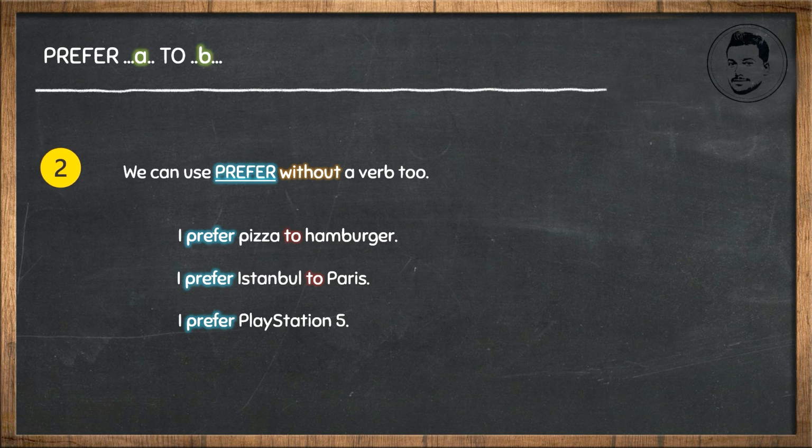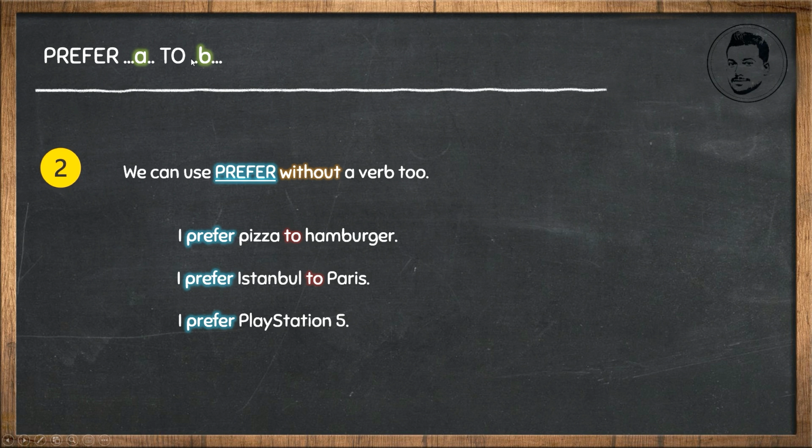I had told you before that we can use prefer without a verb too. I don't need a verb, an action. For example, let's start with the last sentence. I prefer PlayStation. I don't need to say I prefer PlayStation to blah blah blah blah. This is my general preference. But if I want to indicate to people what I prefer to what, I can use this structure, prefer and to.